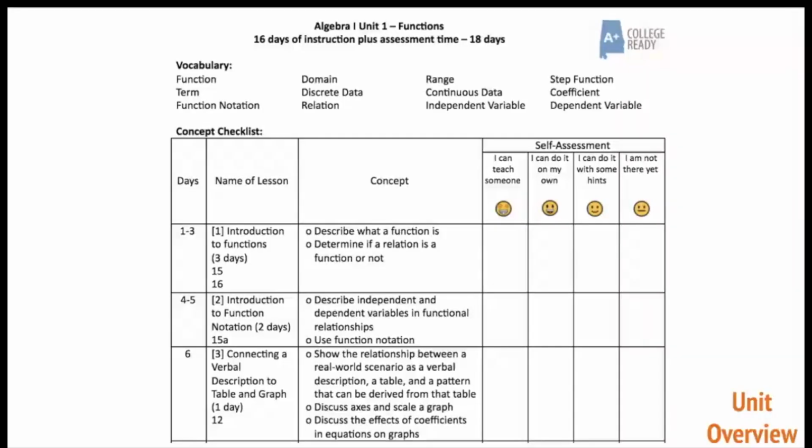In this video, we will be taking a closer look at a unit overview. For today, we will be using Unit 1 from our Algebra 1 course on functions. Each unit has the number of days of instruction plus assessment time listed at the top. So you can see for this unit on functions, it should be complete in 18 days.